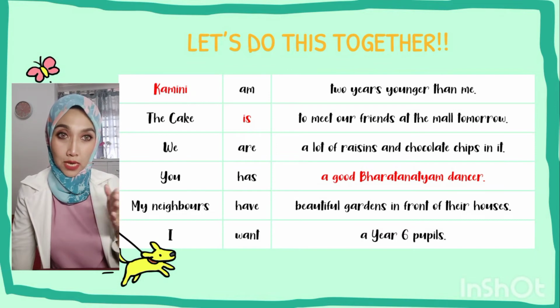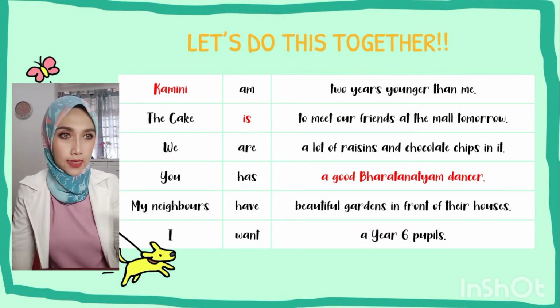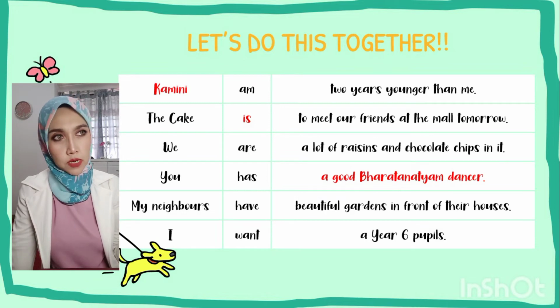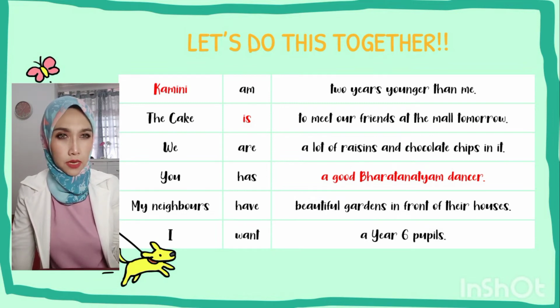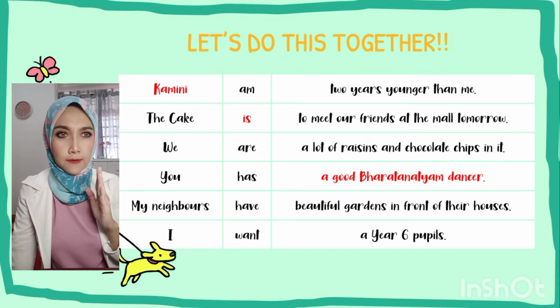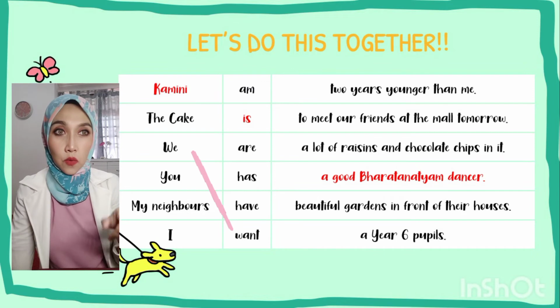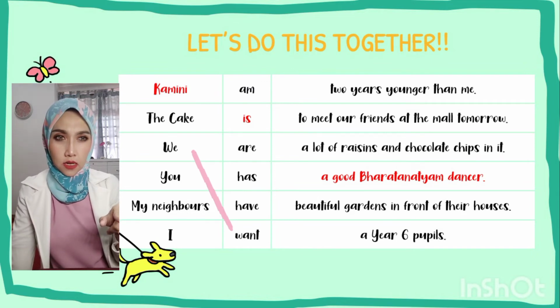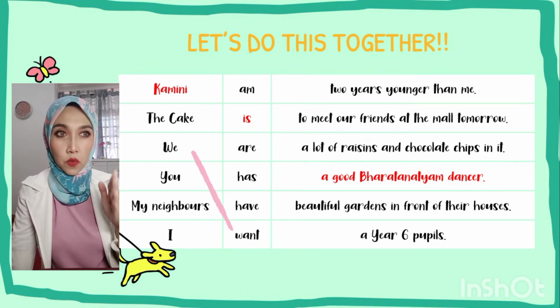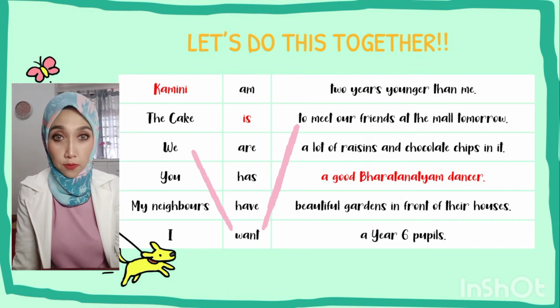Okay, now look at we. We, plural subject, right? So plural subject. The description here should be like maybe, to meet our friends at the mall tomorrow. Okay, that one sounds right. So we want, because we is a plural subject with a plural verb. So we want to meet our friends at the mall tomorrow.